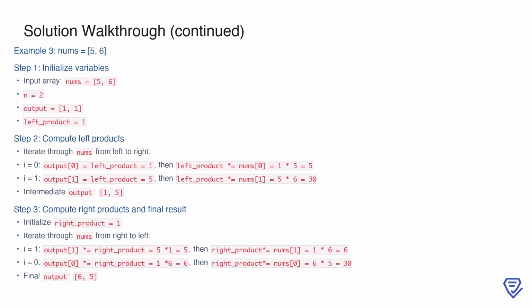For the right products, we initialize right_product to 1. At index 1, output[1], which is 5, is multiplied by right_product, keeping it as 5. Right_product is updated to 6. At index 0, output[0], which is 1, is multiplied by right_product, resulting in 6. Right_product is updated to 30, but the calculation is complete at this point. The final output array for this example is 6, 5.